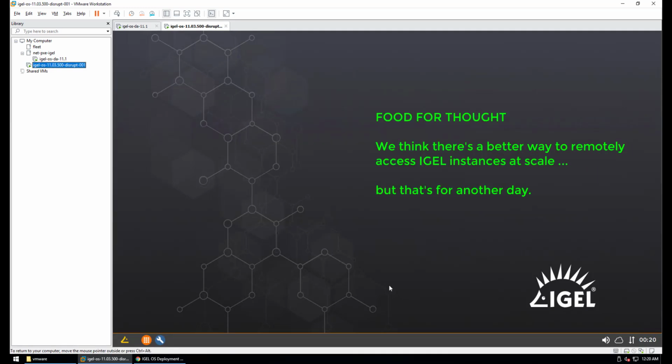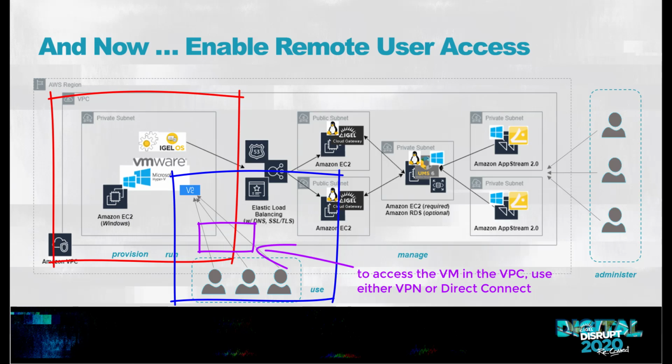One final note, there may be a better way to remotely access IGEL instances at scale. To get into our IGEL OS Thin Client VM, we'll need a route into the VPC, which is achieved over one of three transports: client-side VPN, site-to-site VPN, or AWS Direct Connect. Enterprises already using AWS will almost undoubtedly already have this in place for their corporate to AWS integrations, using site-to-site VPN, Direct Connect, or both.